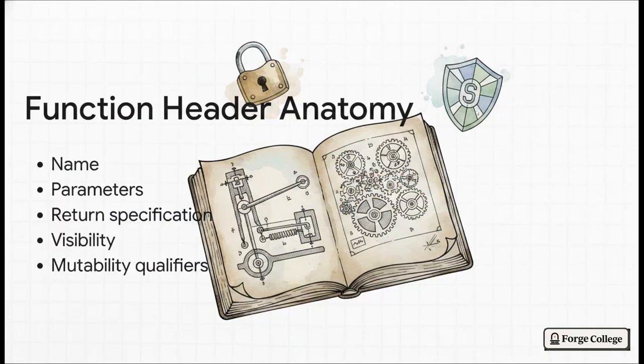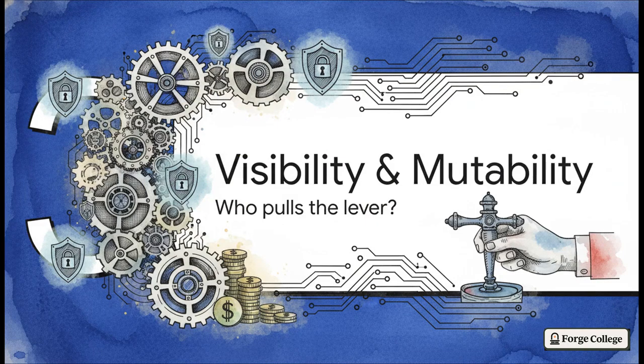Now, the function header is like the strict, no-nonsense operating manual for your machine. It spells out the name, the parameters it takes in, the return specification, its visibility, and its state mutability qualifiers. By writing this header, you're literally communicating to the blockchain exactly what this specific lever does and precisely who is allowed to pull it.